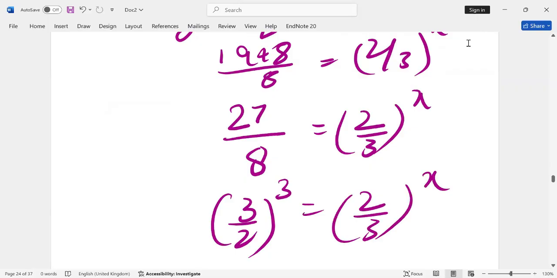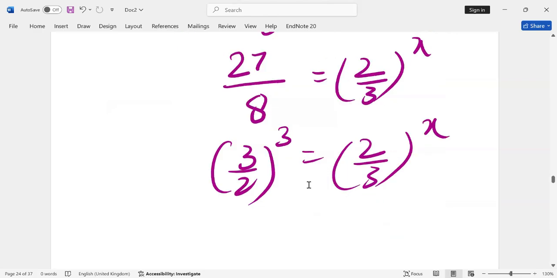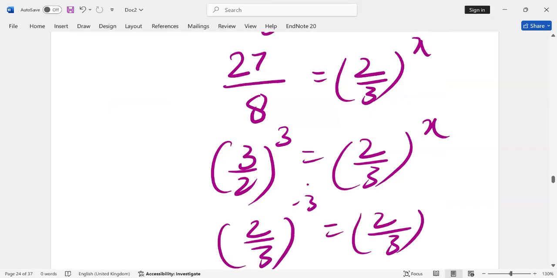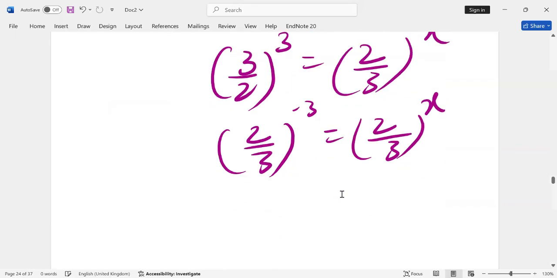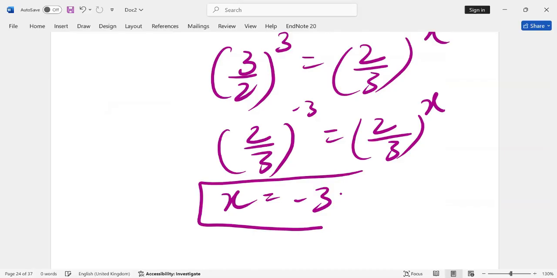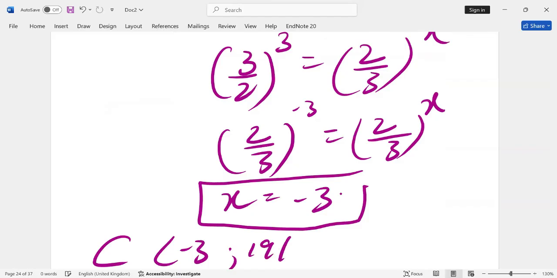All right, so I just flip this term. We have (2/3) to the power of minus 3 equals (2/3) to the power of x. Since the bases are the same, the value of x is minus 3. So the coordinates of C are (-3, 19/8).